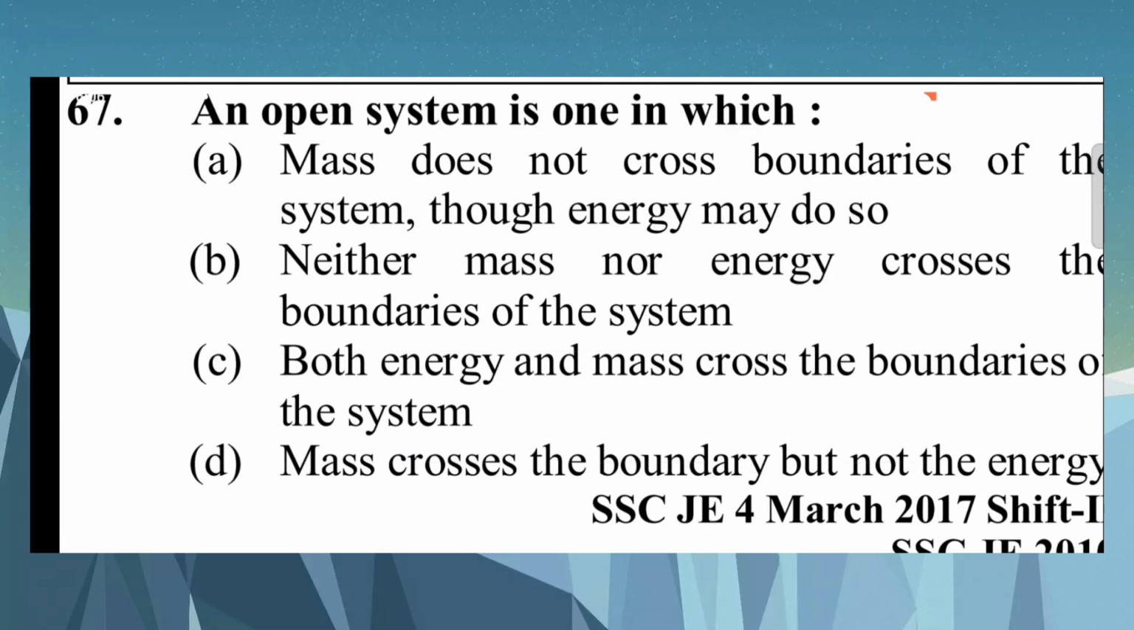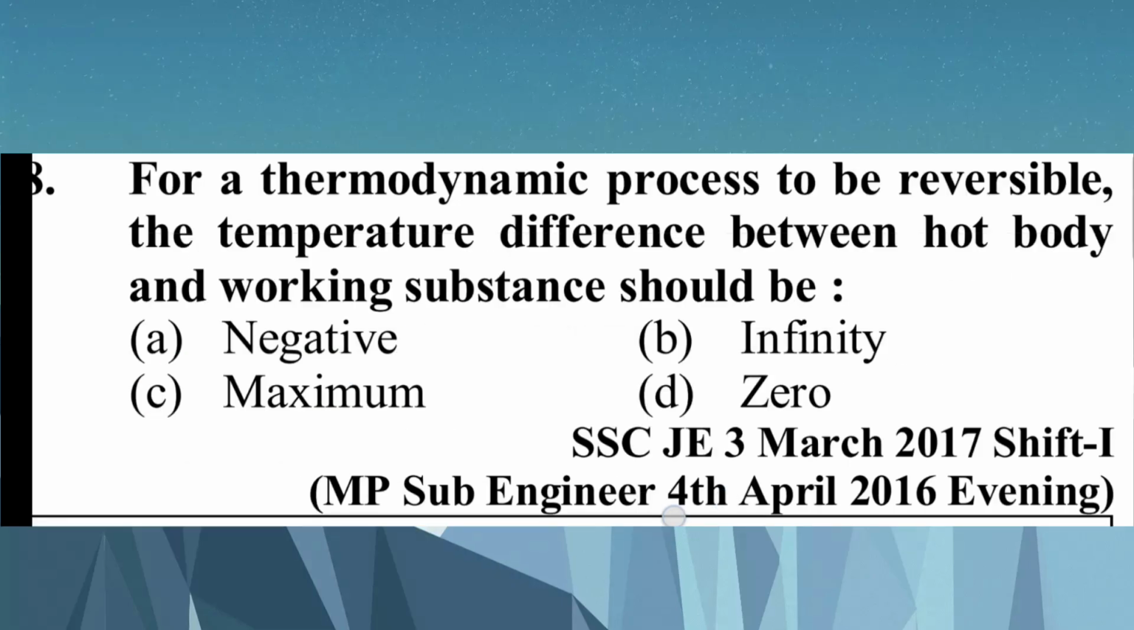Question number 67. An open system is one in which, open system में all transfer is possible, both energy and the mass cross boundaries of the system. Option C. Question number 68. For a thermodynamic process to be reversible, the temperature difference between hot body and the working substance should be: A, negative; B, infinity; C, maximum; D, zero. D, zero.